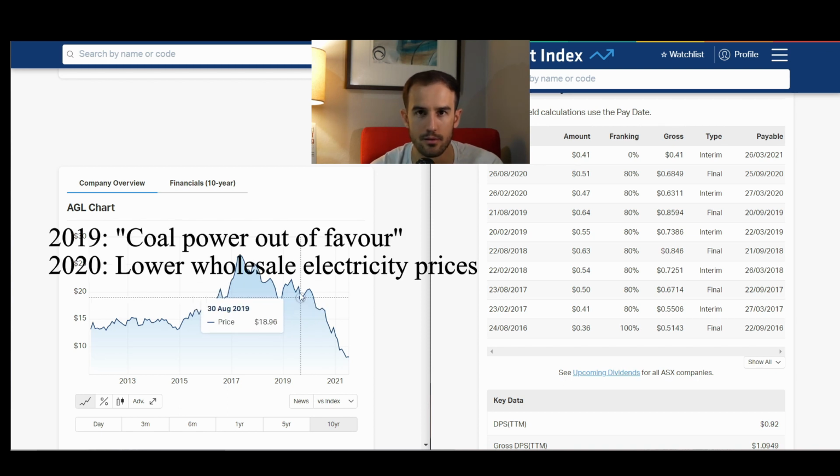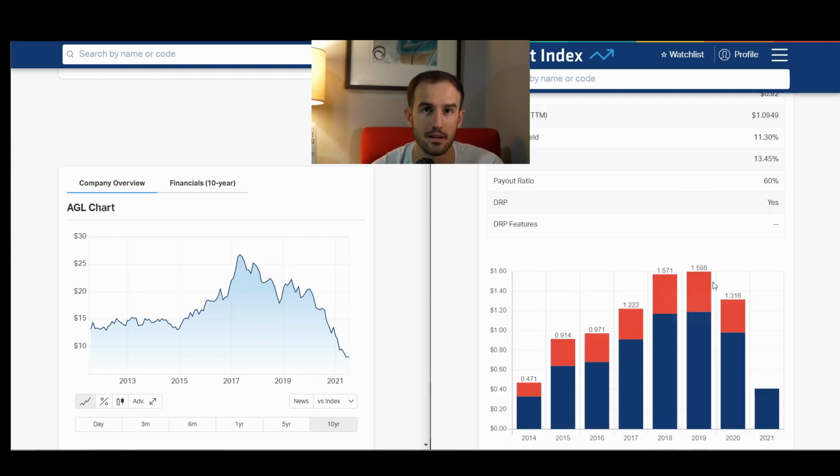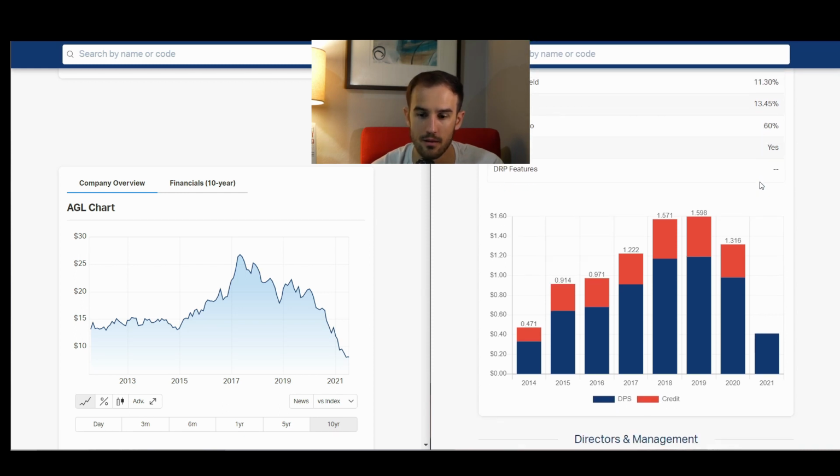Something happened in 2019 that changed the business fundamentals of AGL, or investors perceived the business fundamentals of AGL to have changed. And there has been a significant sell-off over the last 2 years. So investors are expecting reduced revenues when the price goes down. So the reality is that this 11.3% dividend yield may not be sustainable into the future, and it's very likely that it won't be.